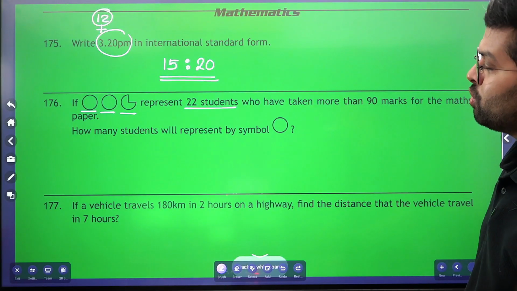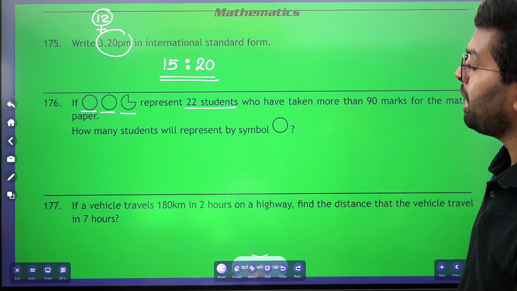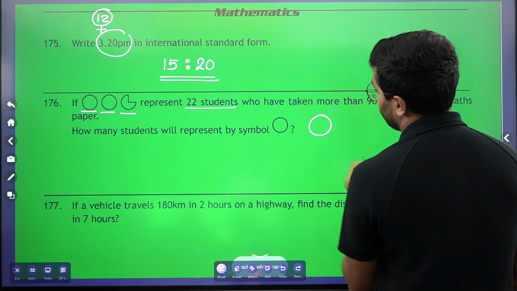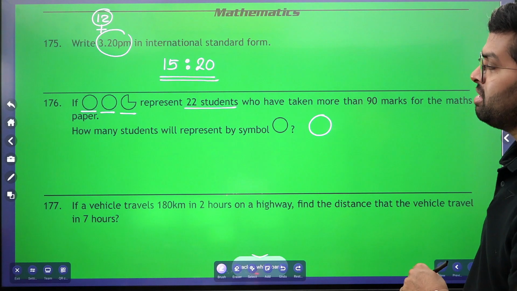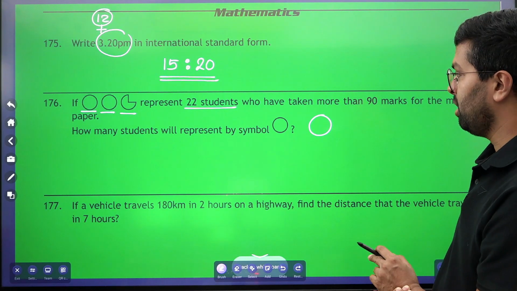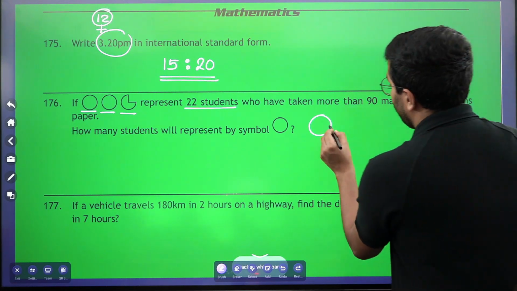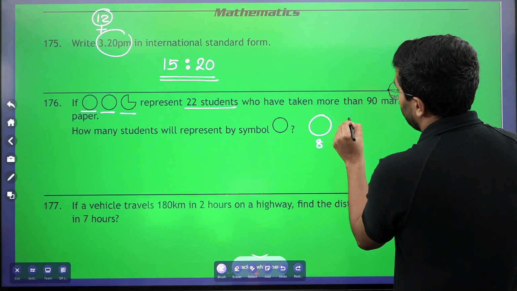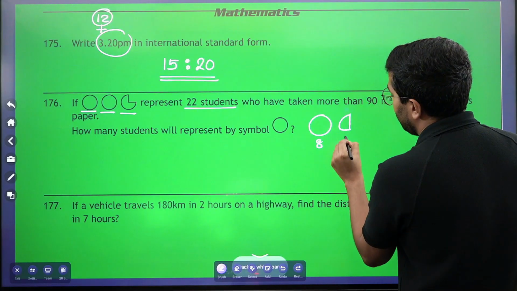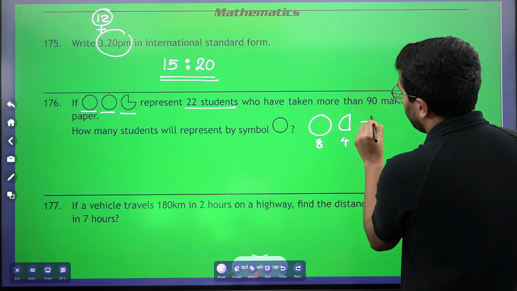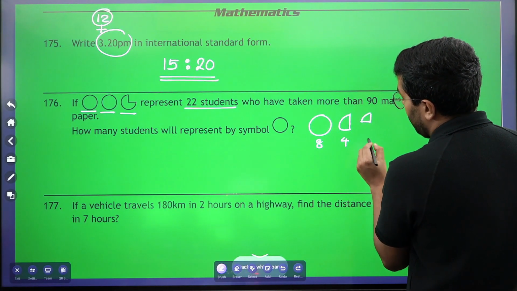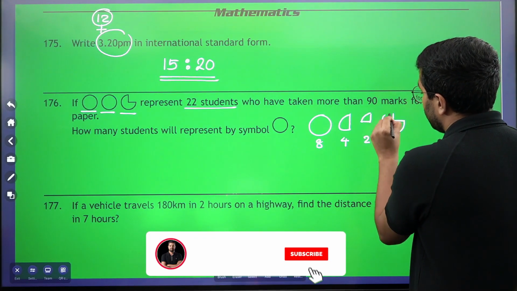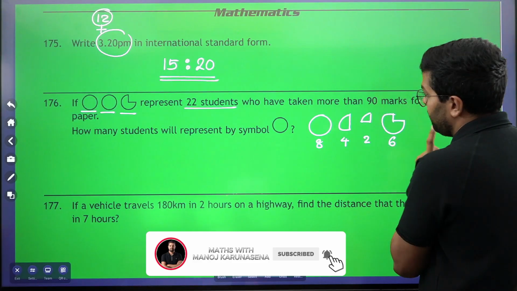So these 3 symbols represent 22 students who have taken more than 90 marks for the maths paper. How many students will be represented by a symbol like a circle? So what is the amount represented by this circle? Very good question. Right, Pute. So if it represents 8 using a circle, what do you think? Half of a circle represents 4, quarter of a circle represents 2, then 3/4 will represent 6, right?